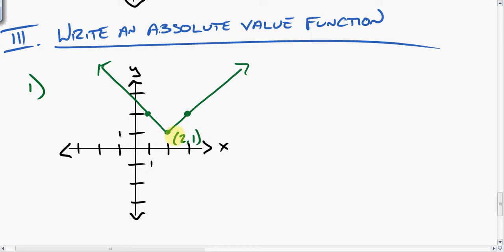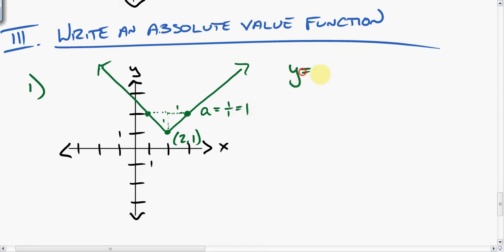And now I want to go from the vertex to the point given. How do I get there? I'm going to go up 1 unit, over 1 unit. And you can see it's exactly the same in both directions. I can go up 1 unit, right 1 unit, up 1 unit, left 1 unit. It's the same. So my A value is going to be 1 over 1, which is 1.